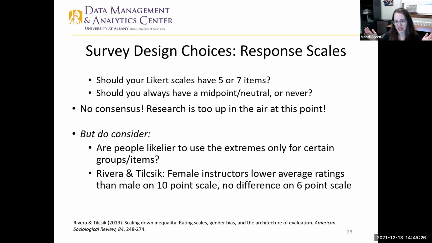But if they reduced that 10-point scale down to a 6-point scale, that gap entirely vanished. So there was something about that 10-point scale that was making people evaluate female and male instructors differently that maybe wasn't true to their actual opinions. So things like that too can kind of sneak up on you. And so if there's something to pull from the research on if a 5 or 7-point scale is better for a particular topic, it's always good to look for that and try and incorporate that into your design.